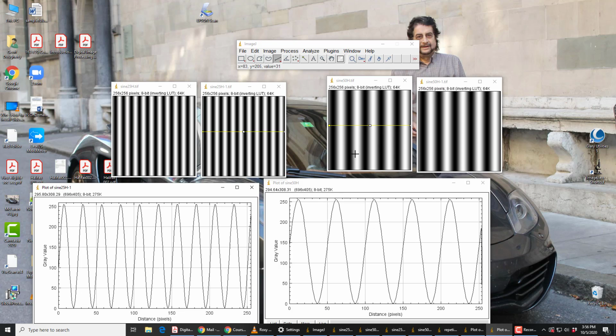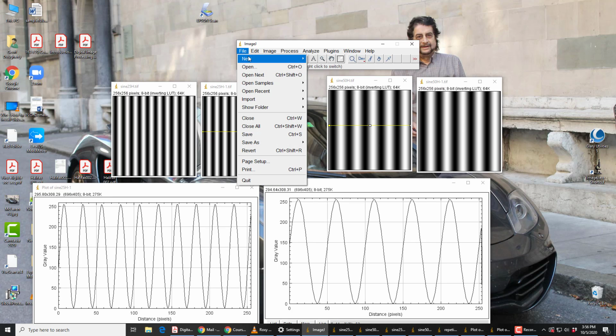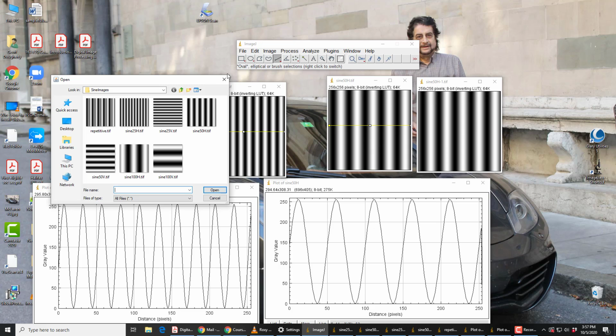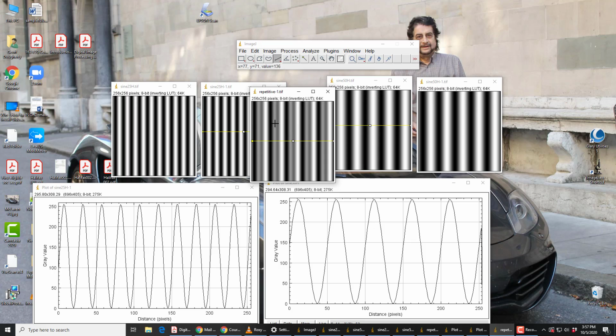Now, there's something special about sine waves. Sine waves are the only shape that have a single frequency. They're pure waves, repetitive pure waves. If we look at another image, you don't have it, but I have it in here, this one called repetitive.tiff, and open up, we see that it also is a repetitive wave. You know, there's something changing. The brightness is repeatedly changing.